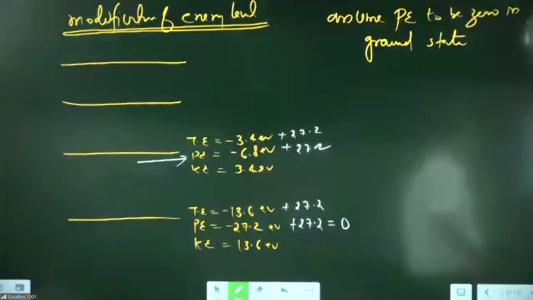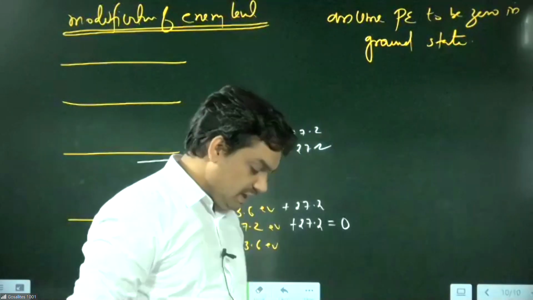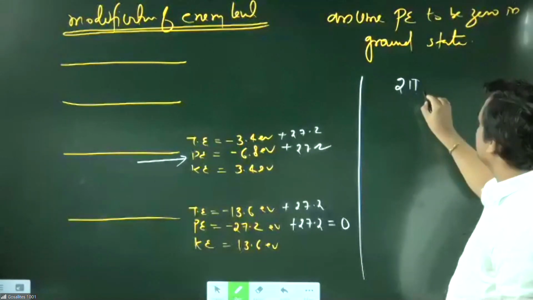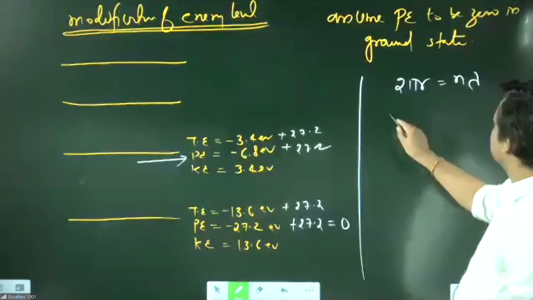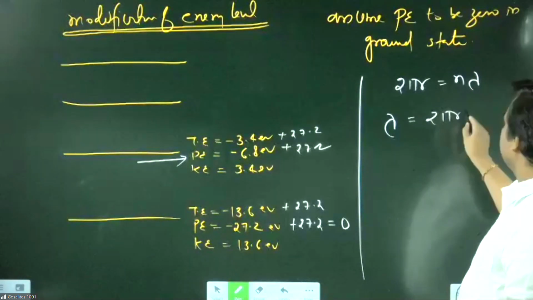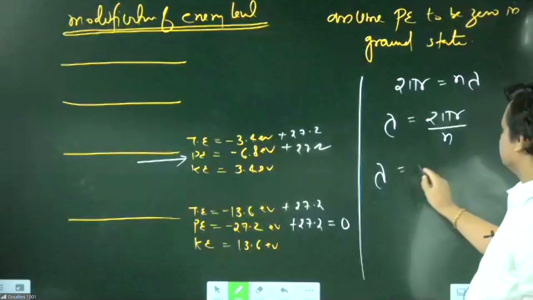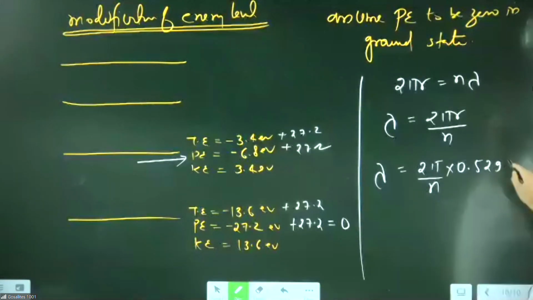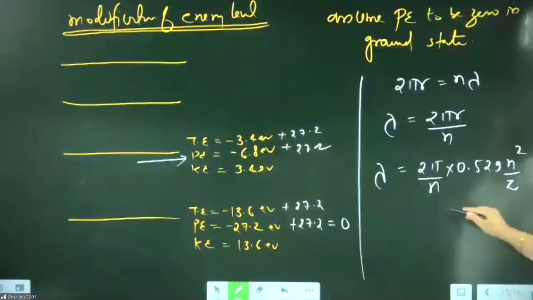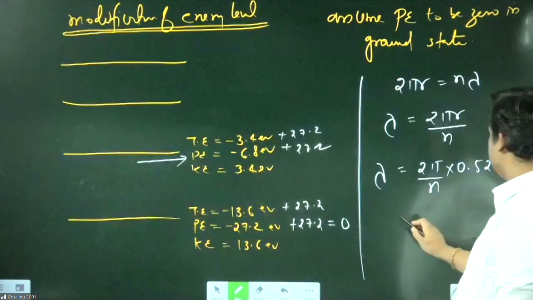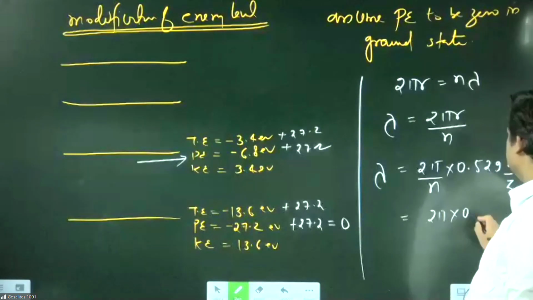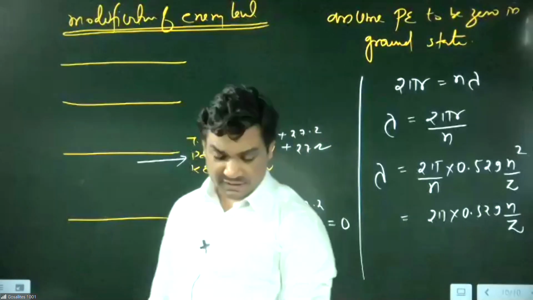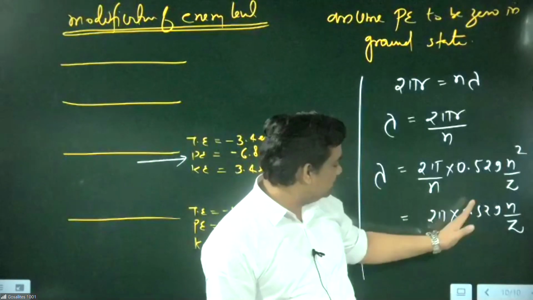Now, can we go for the next? The next thing is the relation with de Broglie. You know, the electron can only revolve in orbits where 2 pi r is equal to n lambda. So lambda will be equal to 2 pi r by n, and we can write this as 2 pi by n into 0.529 n square by Z. So from here we can find the relation. It will be 2 pi into 0.529 into n by Z. If they ask for the de Broglie wavelength, then the wavelength for this one will be 2 pi r by n.